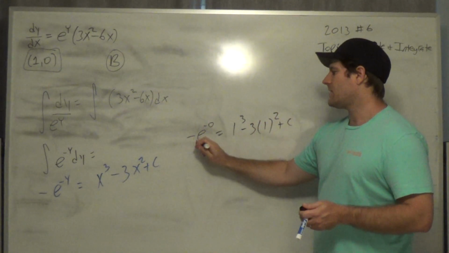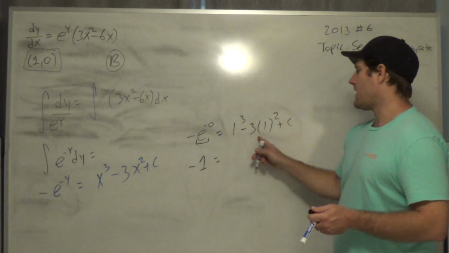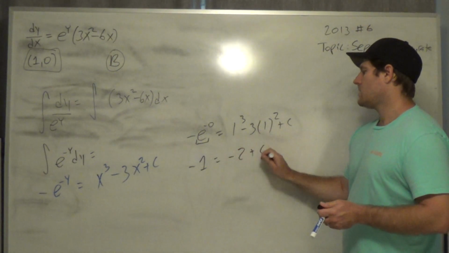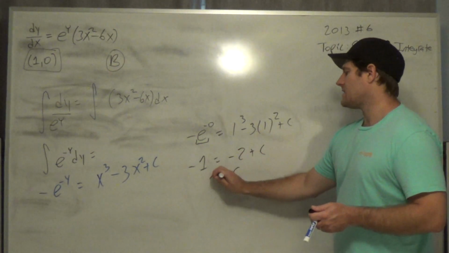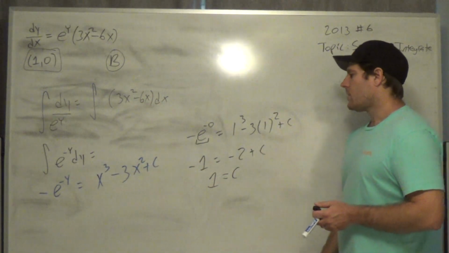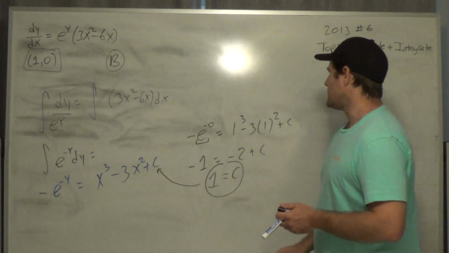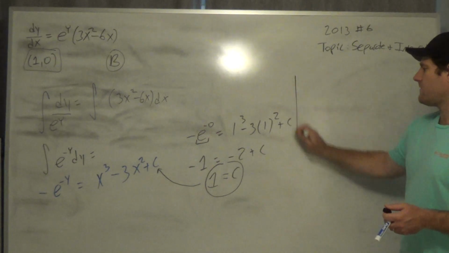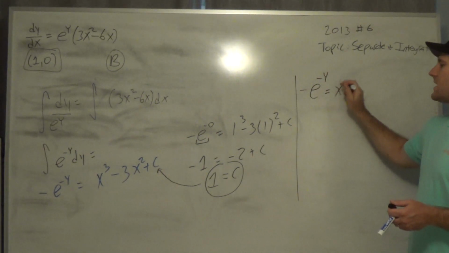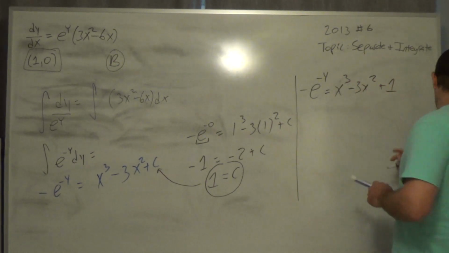So I get negative, and e to the 0 is 1, so over here I get a negative 1. Over here I get 1 minus 3. 1 minus 3 is going to be negative 2. And I'm going to add c to the other side, and I get 1. So I'm going to take that c is 1 and plug it in. So I now have negative e to the negative y equals x to the third minus 3x squared plus 1.